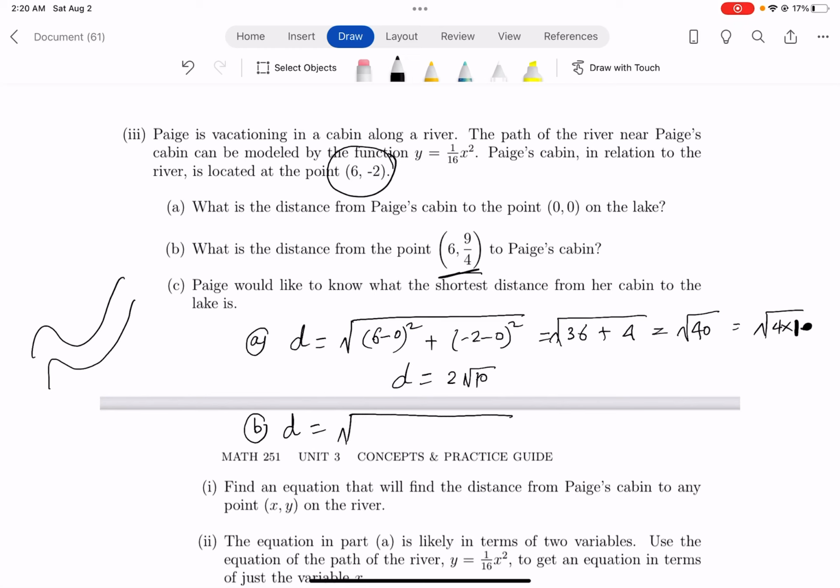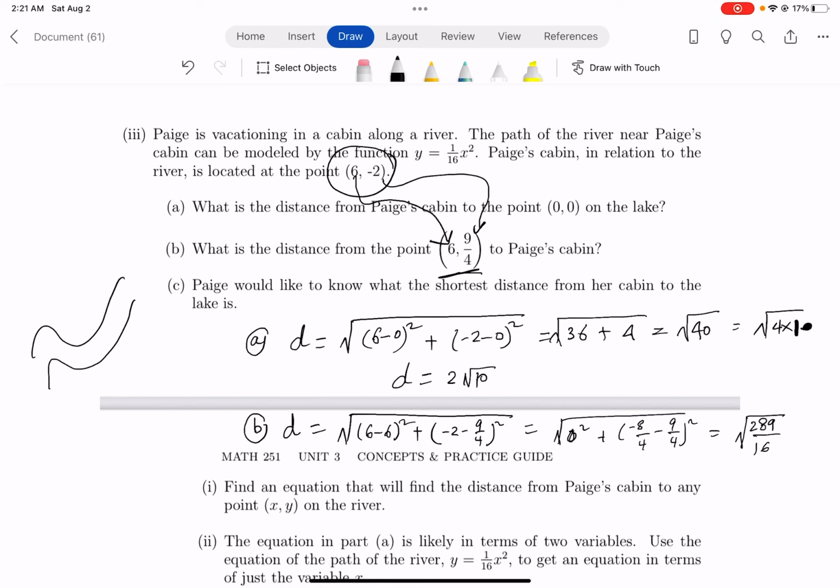square root of (6 minus 6) squared plus (minus 2 minus 9 over 4) squared. That gives you the square root of 0 squared plus, minus 2 minus 9 over 4, which is minus 8 over 4 minus 9 over 4, so minus 17 over 4 squared, and 0 squared. The square is going to be positive, so it's the square root of 289 over 16, and that's the distance between Paige's cabin and the point here.